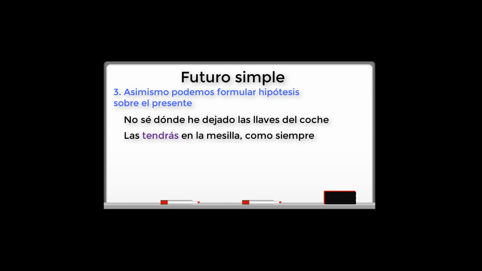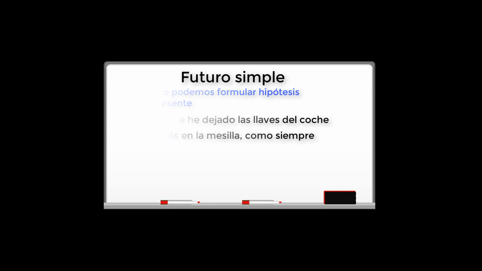So that's all about futuro simple or futuro imperfecto. You can basically use any of these two names. And I hope you enjoyed the video and that you learned something new.